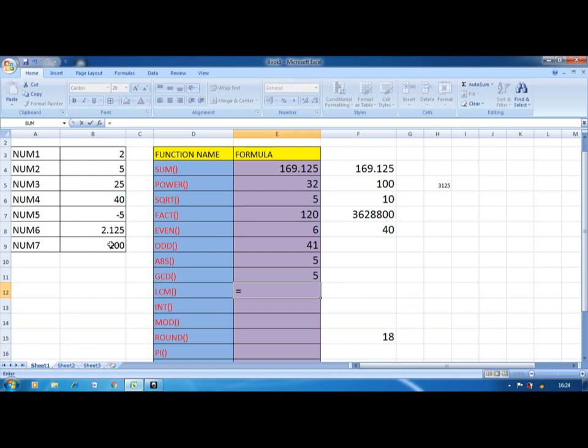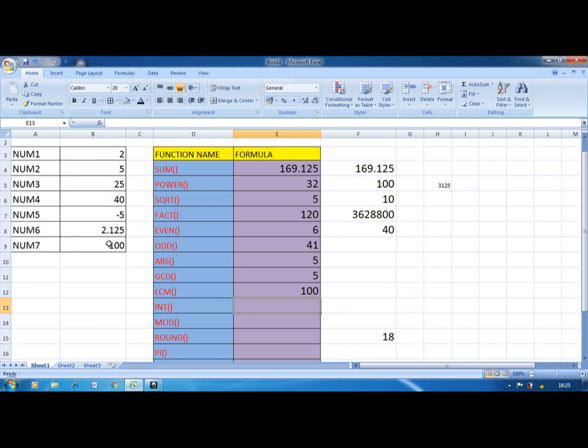Next one is LCM. This function is used to find the least common multiple. LCM, again I will choose the same ones: 5, 25 and 100. It is 100.